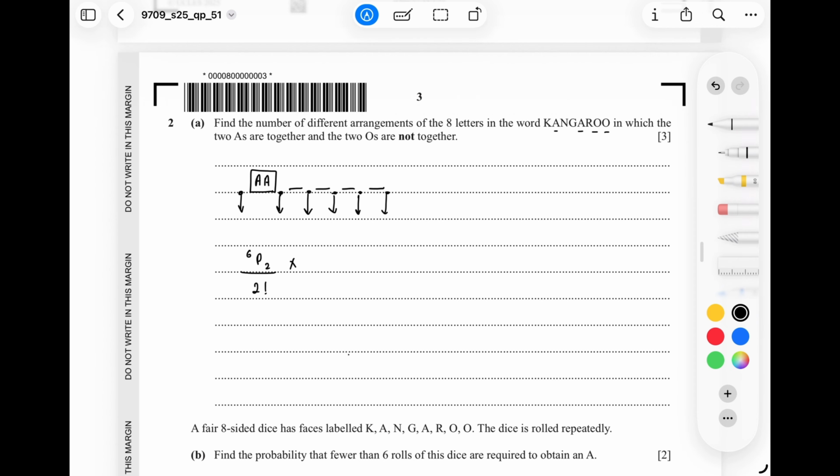Okay. And the next one is the A's. Like, we can swap the A's. So that's 2 factorial. But there's actually no point in doing this because the A's are the same. So we're going to do 2 factorial again, and this is just going to cancel out. So there's no point of writing it there, but I'm just writing it for understanding.